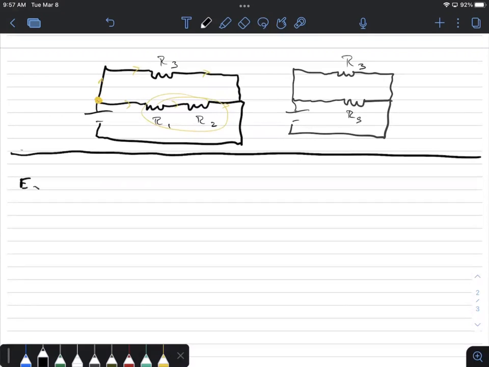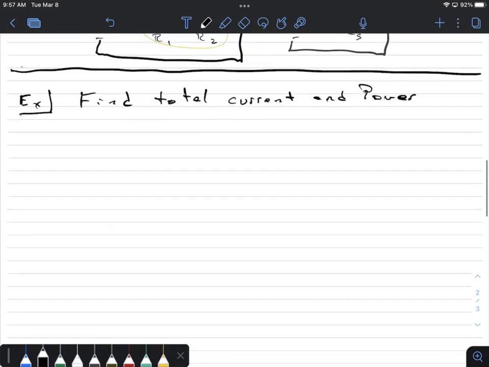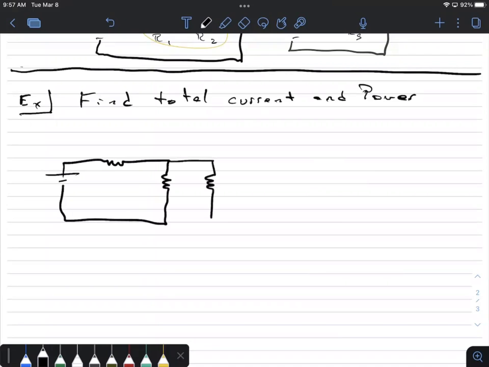So let's say for each one of these examples, at the end of the day, what I want to calculate is find the total current and power. Okay, that'll be the main questions. Here's our circuit. Let's say we have this. There we go. 10 volts, 2, 6, 3.